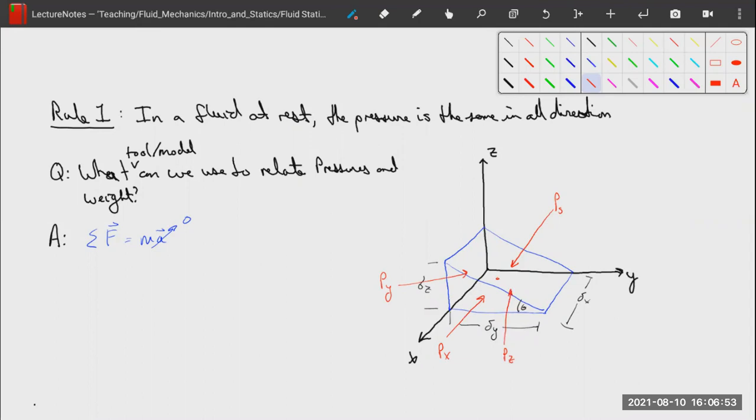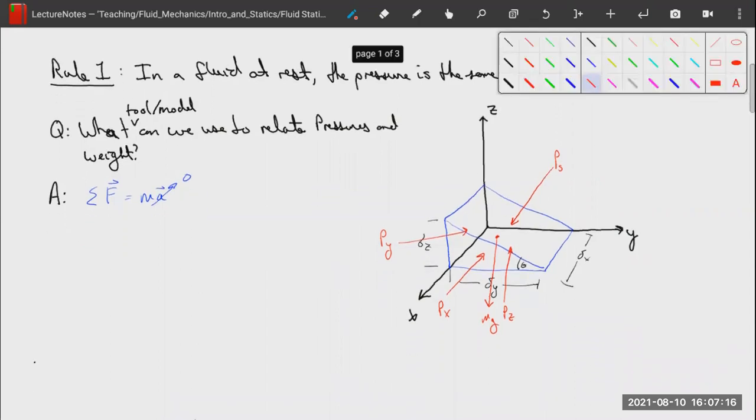And finally, inside of here, we're going to have a Mg, a weight of our fluid pulling down. Now, when we have the sum of the forces equal to 0, we get to pick a single direction because forces are vectors, right? And we only care about forces that are in the same direction. So I'm going to suggest we pick the direction y and go to town with that. So this is our first equation.